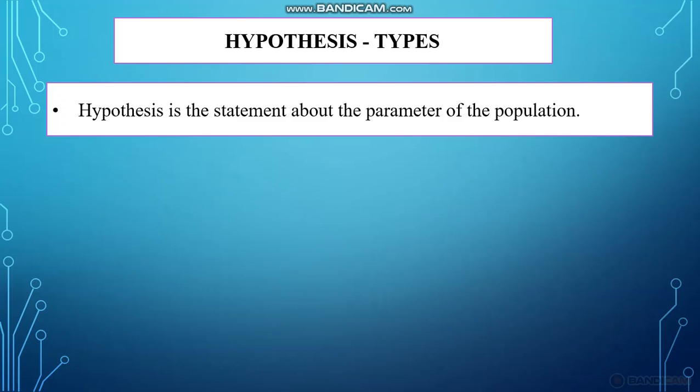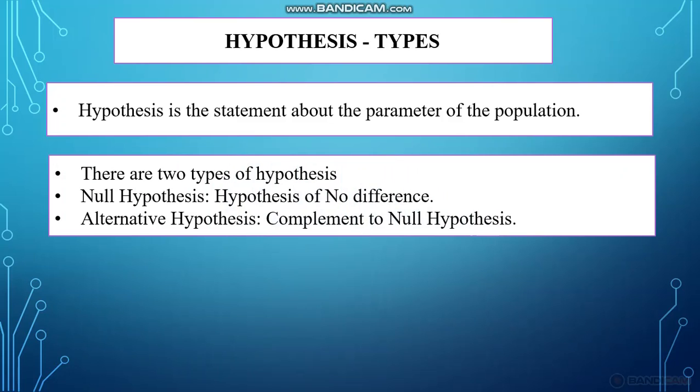Hypothesis means a statement about a parameter of the population. A hypothesis may or may not be true. The types of hypothesis are the null hypothesis and the alternate hypothesis. The null hypothesis means a hypothesis of no difference. And the alternate hypothesis is the complement of the null hypothesis. Anything complementary to the null hypothesis is called the alternate hypothesis.